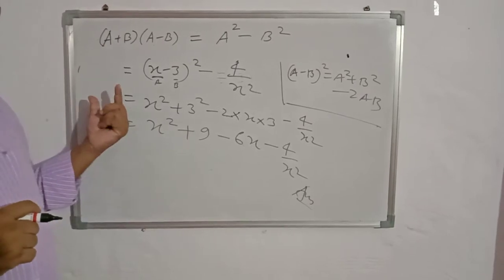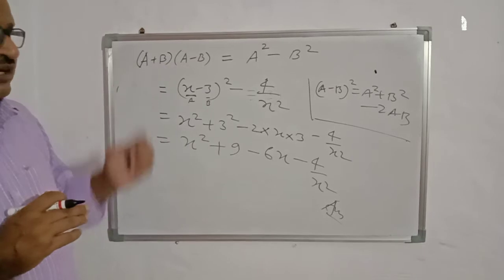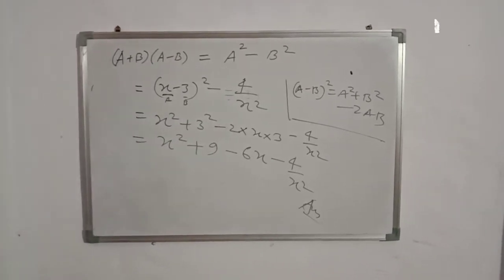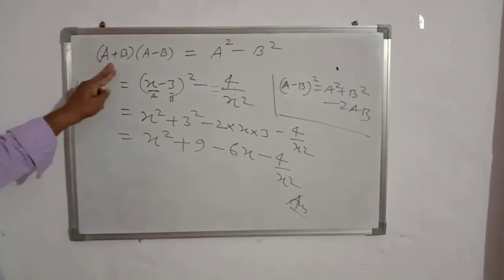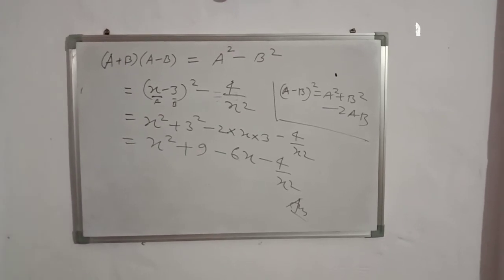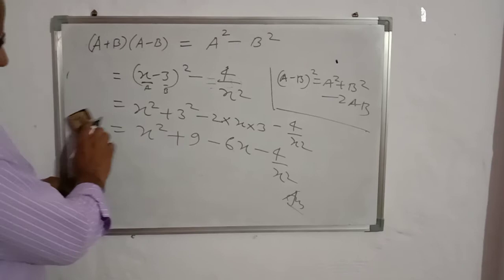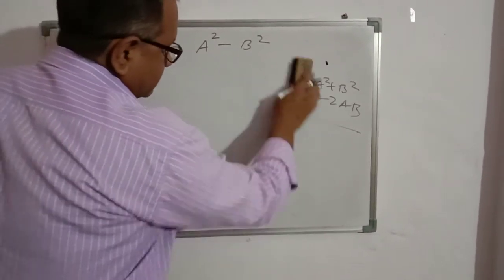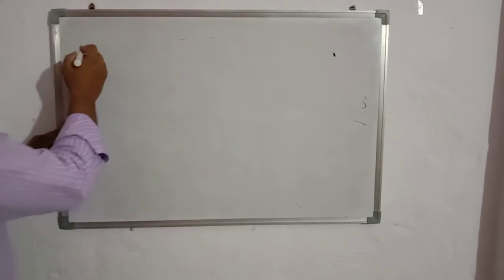So if there are 3 terms given, we will take 2 terms together as a single term, and after that we can apply this result. So this is the identity a plus b into a minus b is equal to a square minus b square. Now we will see one more algebraic identity.